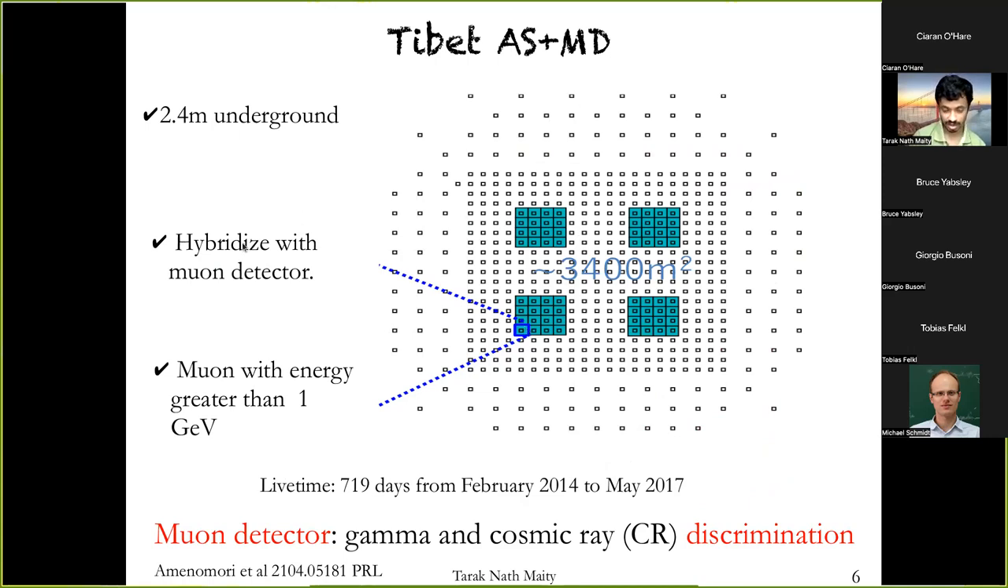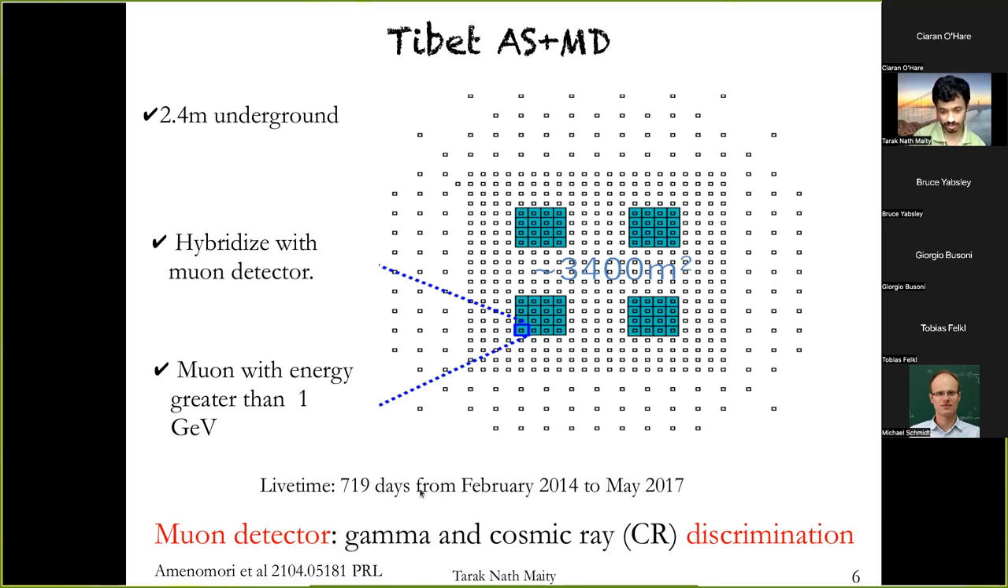That's why this is a kind of hybridized detector. In that water channel muon detector, you could detect muons of energy greater than 1 GeV. These muon detectors are quite important because, as I will show, they help us differentiate between gamma rays and cosmic rays.